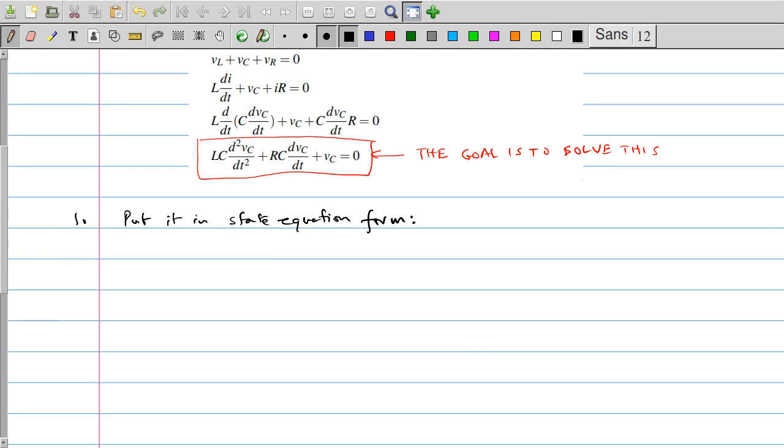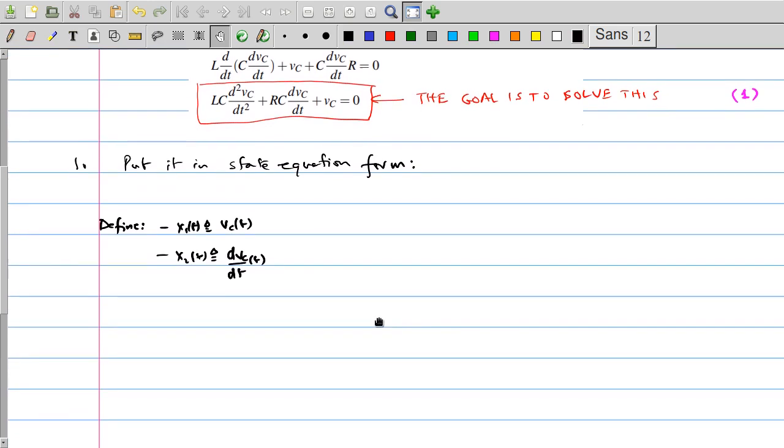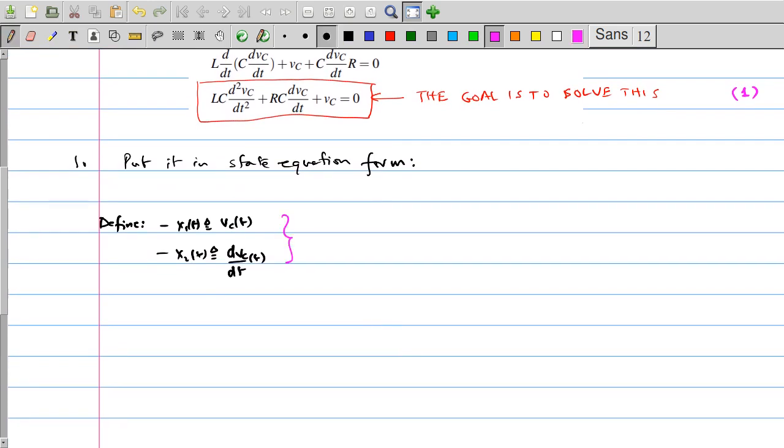We say Vc is equal to, we define x1 of t to be Vc of t, right? Yeah. And also define x2 of t equals, as you might have seen yesterday, dVc by dt of t. Okay, I'll give this a number here. This is equation 1. These two together we can call equation 2.